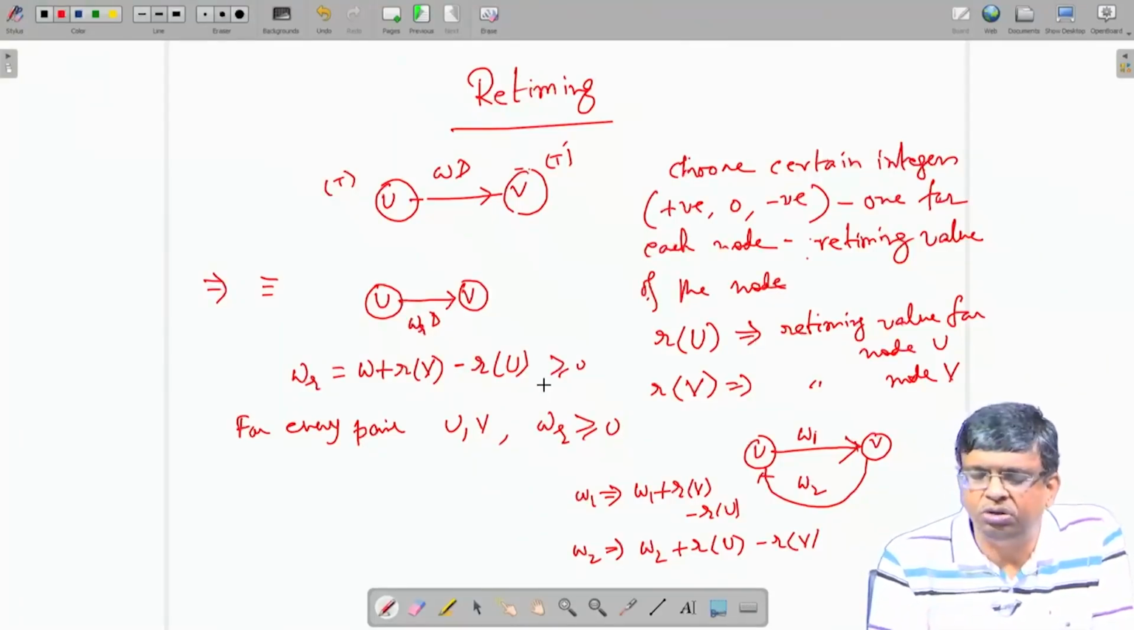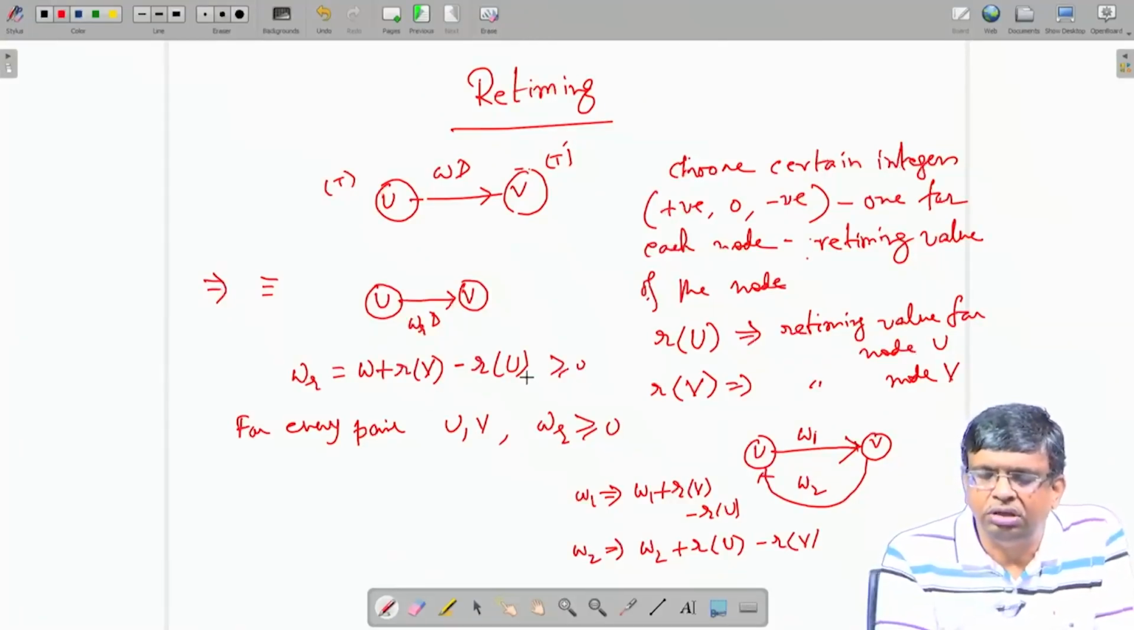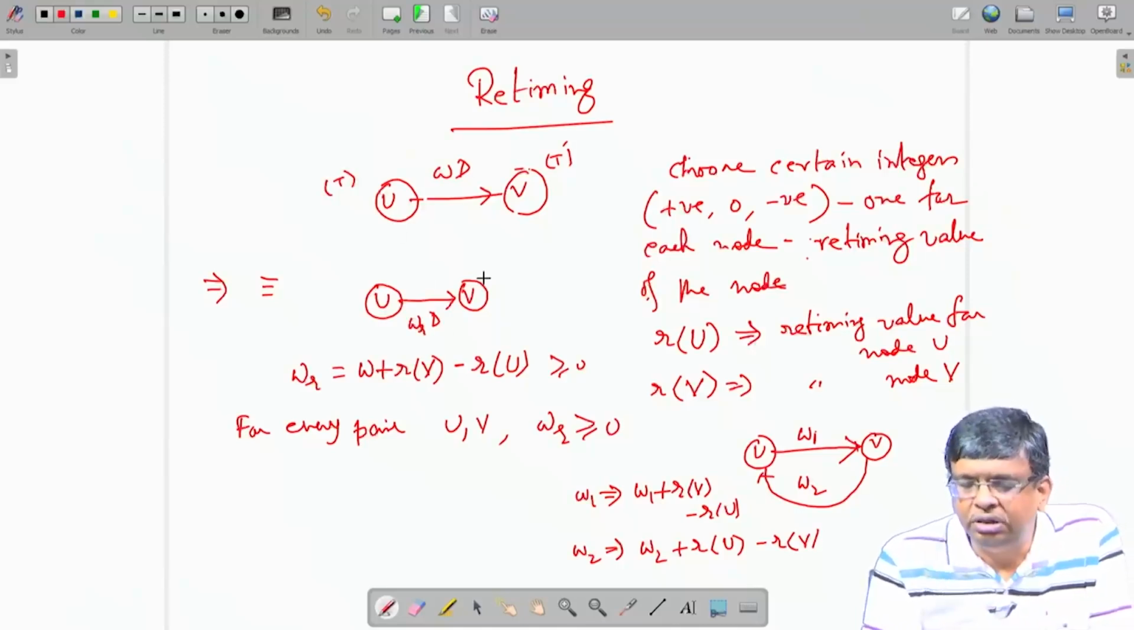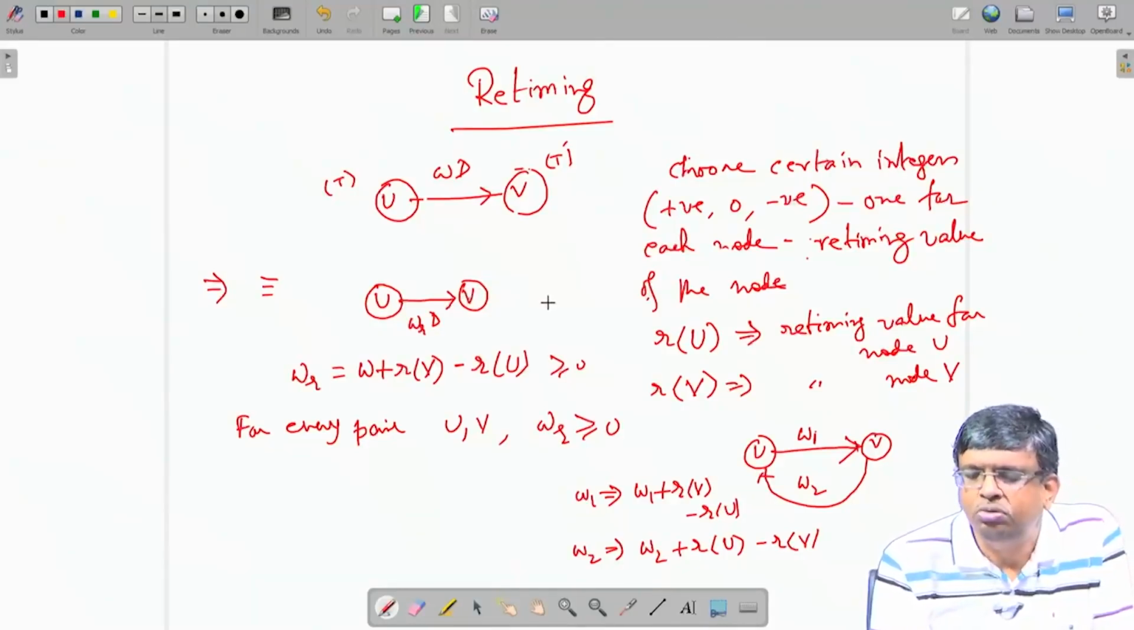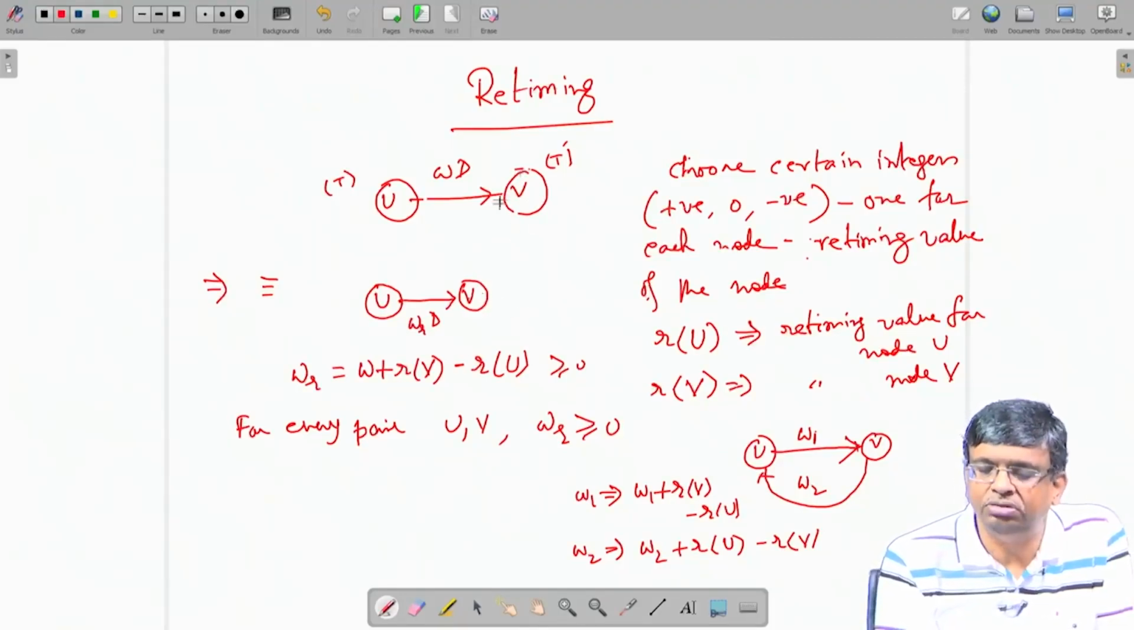You can pick up any choice of R U, R V and like that for all the nodes, and thus change the value from W to WR for every edge, and you get a retimed circuit. If it is retimed, it will be equivalent, but remember, node V will produce an output here now that will not be the same as the original node V output, in the sense this one will be delayed, this will be nothing but a delayed version of the original one that comes out of V here.